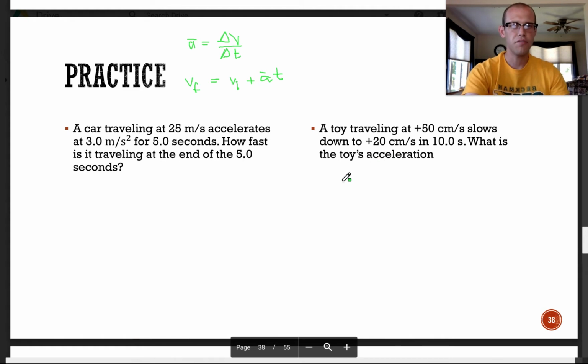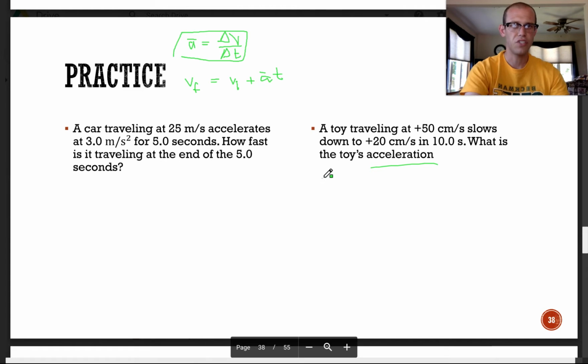A toy traveling at 50 centimeters per second slows down to 20 centimeters per second in 10 seconds. What is the toy's acceleration? So first, what are we looking for? Are we looking for final velocity? Are we looking for acceleration? Choose the formula that actually works for your problem most efficiently. So I would say, since we're trying to look for acceleration, we use the acceleration formula.